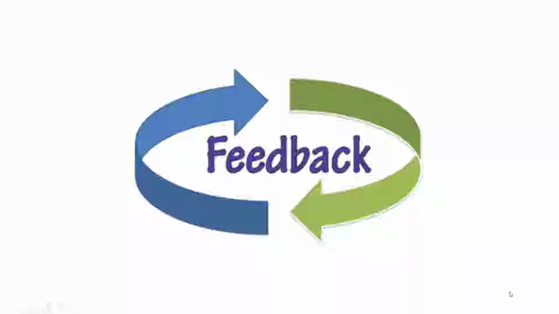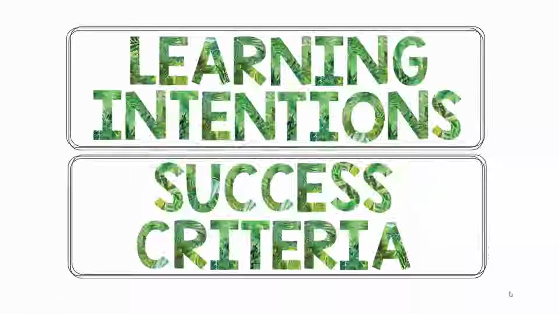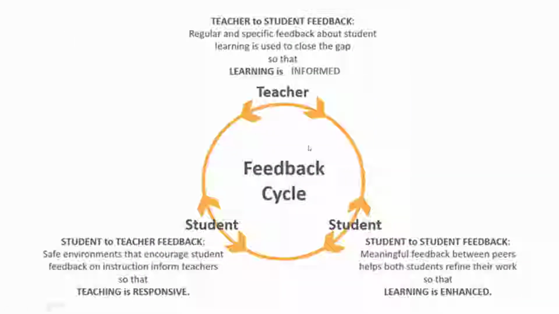Last month, we really dug into feedback, and we focused on two areas: learning intentions and success criteria. Learning intentions let your students know what the outcome is, and success criteria let them know if they're being successful or not. And we focused on the top part of this feedback cycle, teacher-to-student feedback. We drilled down on how to use learning intentions and success criteria to give your students useful feedback on where they are and where they want to go.